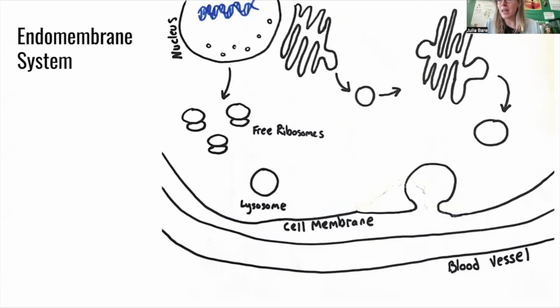Now, why is it called the endomembrane system? Well, it's because all of these structures are made of the same membrane. All of these structures are made of the same membrane, and we're going to look at an example of that in just a minute.